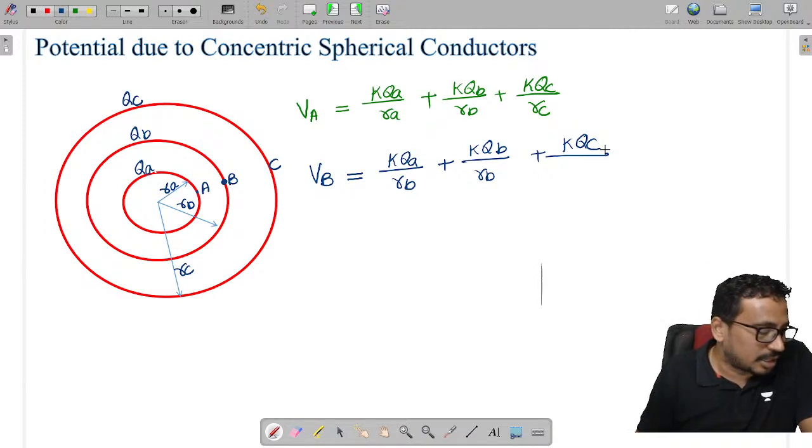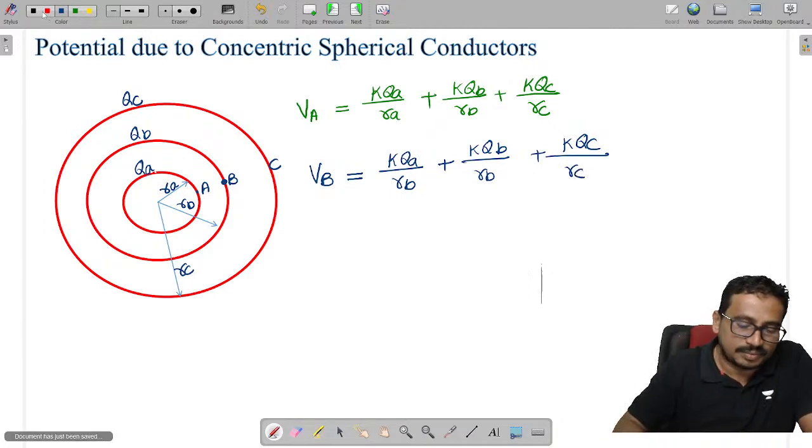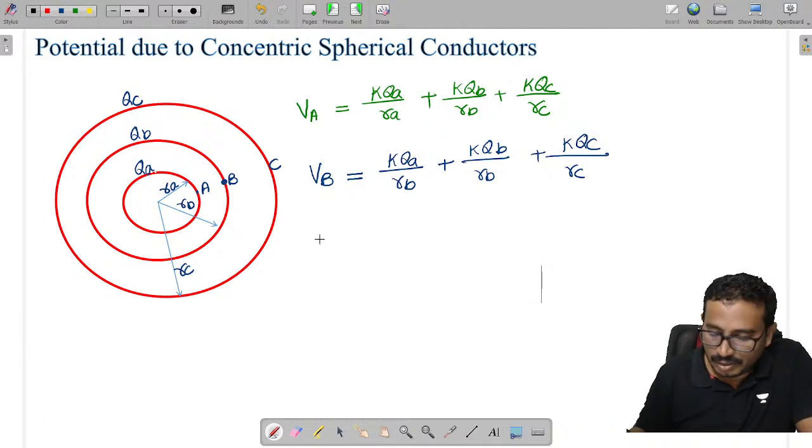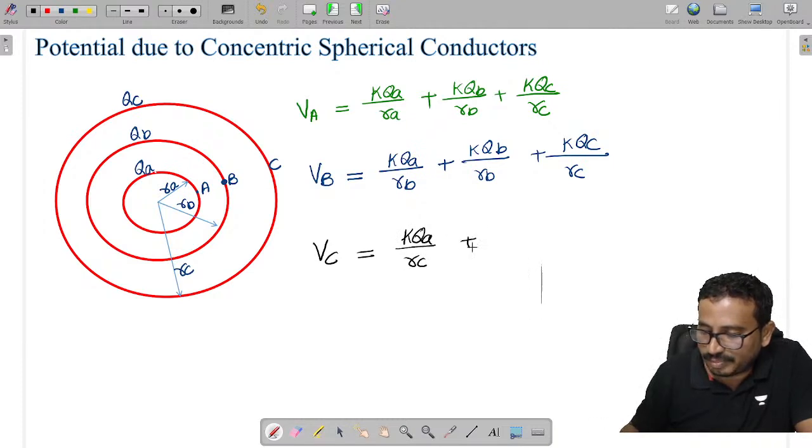So what should I write here: RA, RB, RC. Which is given as RC, isn't it, all of you? Now tell me, potential at the point C means outer sphere, which is given as KQA by RC plus KQB by RC plus KQC by RC.